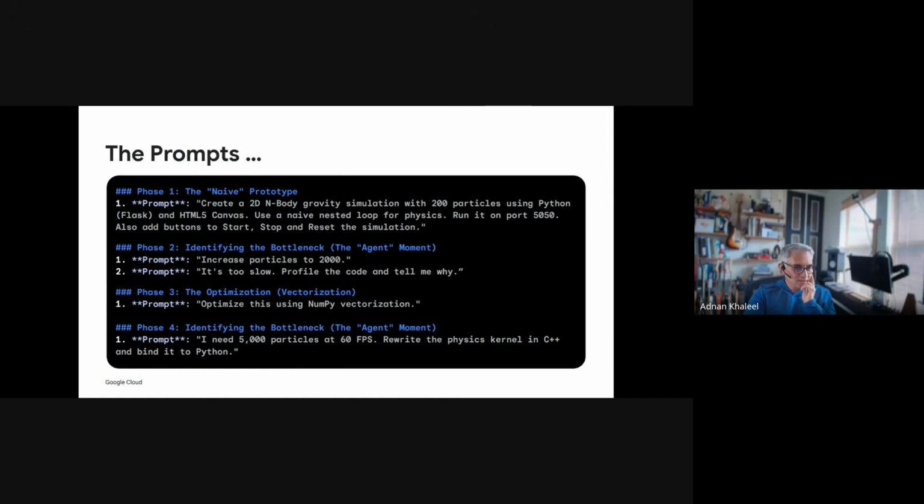And once it's done, I will say increase the particles to 2000, and then you can see it's barely crawling along. It's too slow. Profile the code and tell me why. It instruments it, and then I ask it to optimize it using NumPy vectorization. And then lastly, I say, okay, I'm going to increase the number of bodies to 5,000, and I want a specified performance: rewrite the physics kernel in C++ and bind it to Python. Fairly straightforward. And let's see if we can demonstrate this in a live demo.